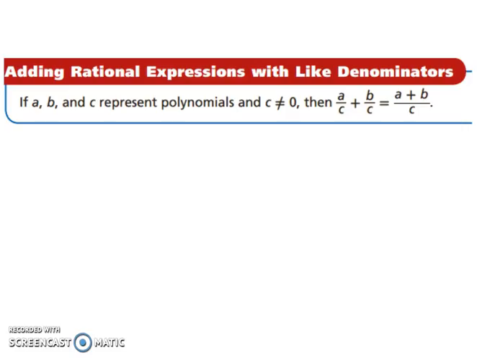Let's start with adding rational expressions with like denominators. If a, b, and c represent polynomials and c is not 0, then a over c plus b over c is equivalent to a plus b over c. Let's practice.